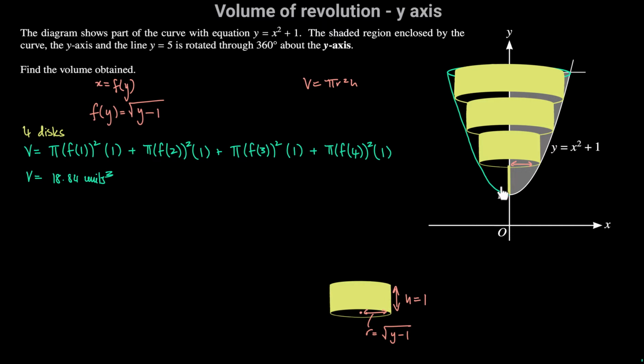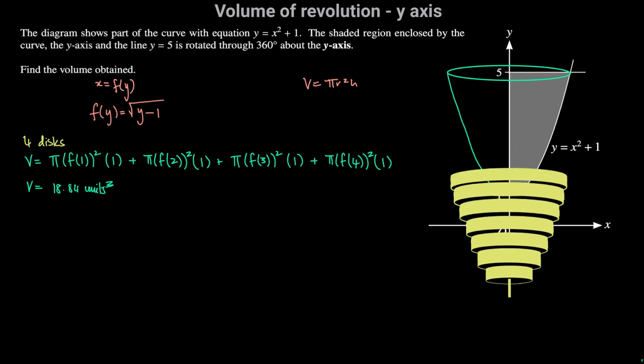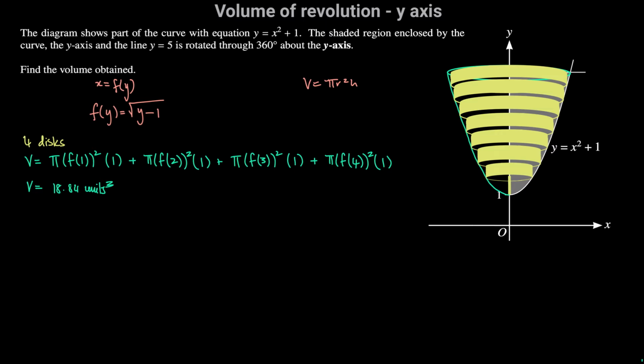Now, of course, this estimate is an underestimate because the volume of the 4 disks is less than the volume of the shape. The reason why is because we're excluding the spaces between the boundaries of the shape and these disks here. Now we can get a better estimate for the volume of the shape by increasing the number of disks. So here I've doubled the number of disks from 4 disks to 8 disks. And if we add up the volume of these 8 disks over here, we get the volume as approximately 21.99 units cubed.